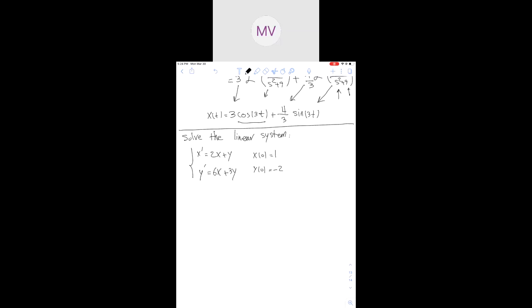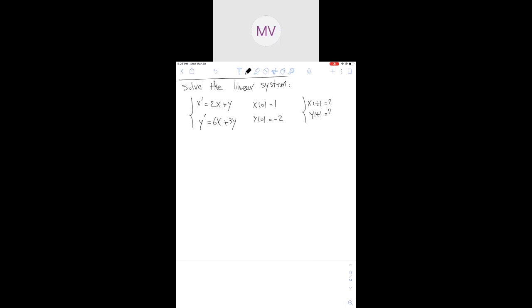What method did we use to solve this and find solutions? Remember, we're looking for x of t and y of t satisfying the system. How did we do it? What was the first thing you find? Eigenvalues, eigenvectors. Then you find those two functions, right? If you want a fundamental matrix, you can do that, right? And all that stuff. Now, here's the beauty of Laplace. You have none of that. This is how you do it.